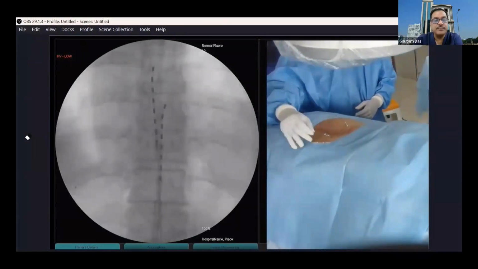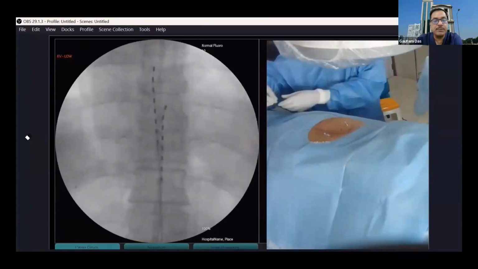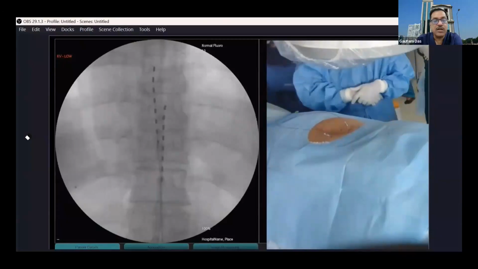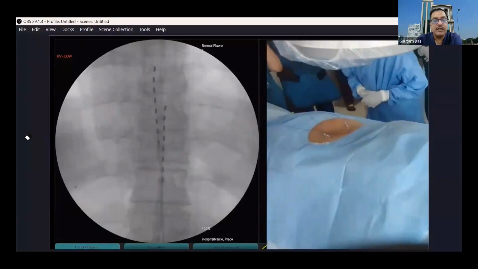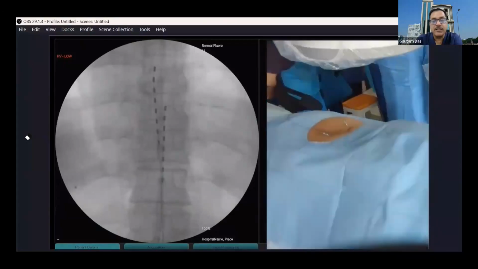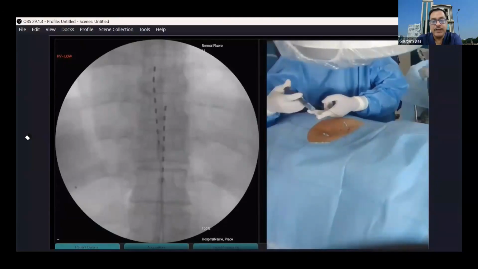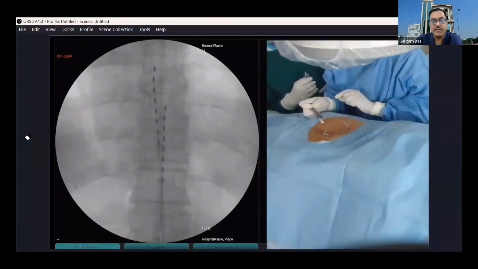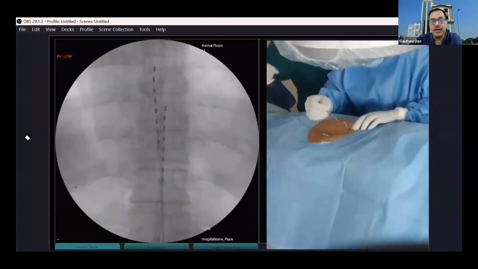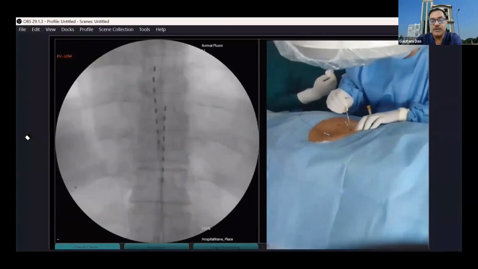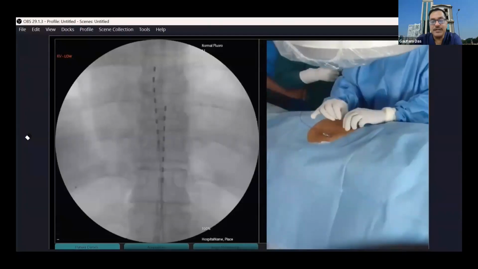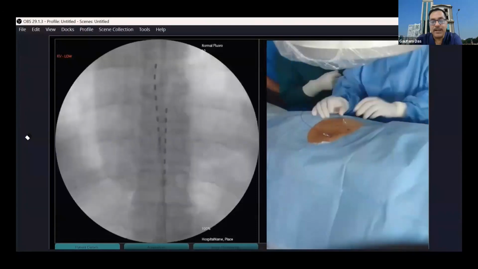So this is the final position, depending on the area of pain. One lead we have kept on the right hand side with the tip at the upper part of T9, and on the left hand side we have kept it at the level of T8. Then we are putting local anesthetic around the needle to create the space, a subcutaneous pocket, and then small incisions around the needle. And then we are taking the RX cord needle back.